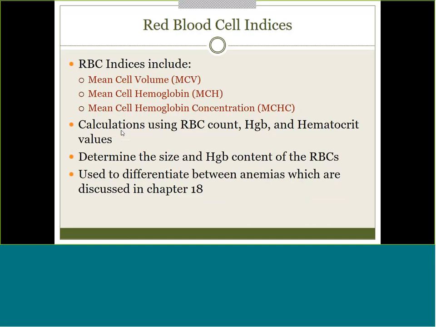So the 3 red blood cell indices are mean cell volume, MCV for short, mean cell hemoglobin, MCH, and mean cell hemoglobin concentration, MCHC. So these 3 values are going to help tell us how big our red cells are, if they're normal in size, and if they're normal in their hemoglobin amount inside of them. So again, it's just really going to help us tell apart our anemias and categorize our anemias down the road.